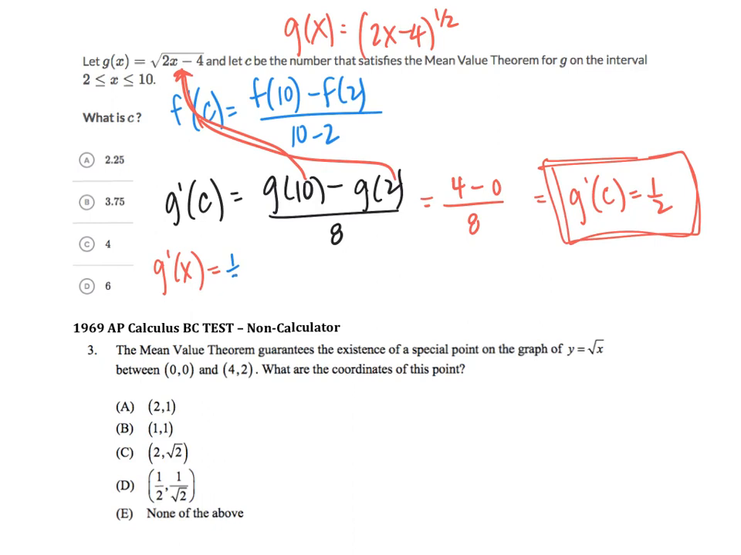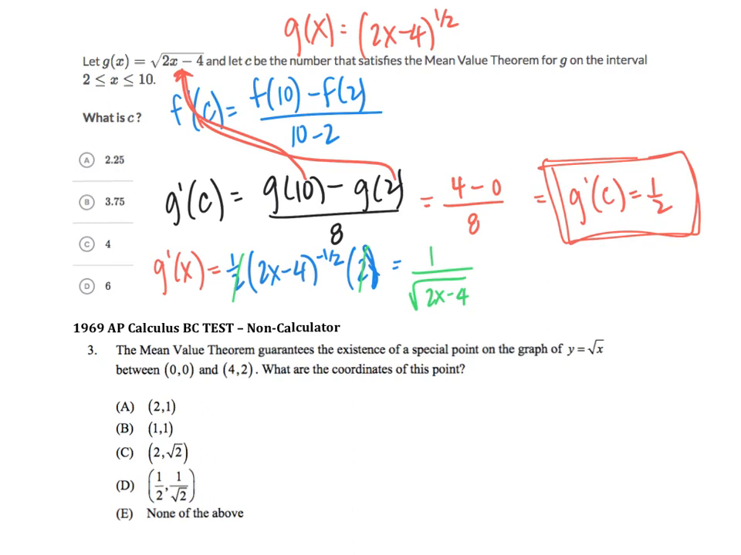Therefore, the derivative would be 1/2 times 2x minus 4, take 1 away from the exponent, -1/2, times the derivative of the inside, which is 2. When I simplify that, my 2's will cancel with the half, and I'm left with 1 over root 2x minus 4. The negative puts the square root in the denominator.